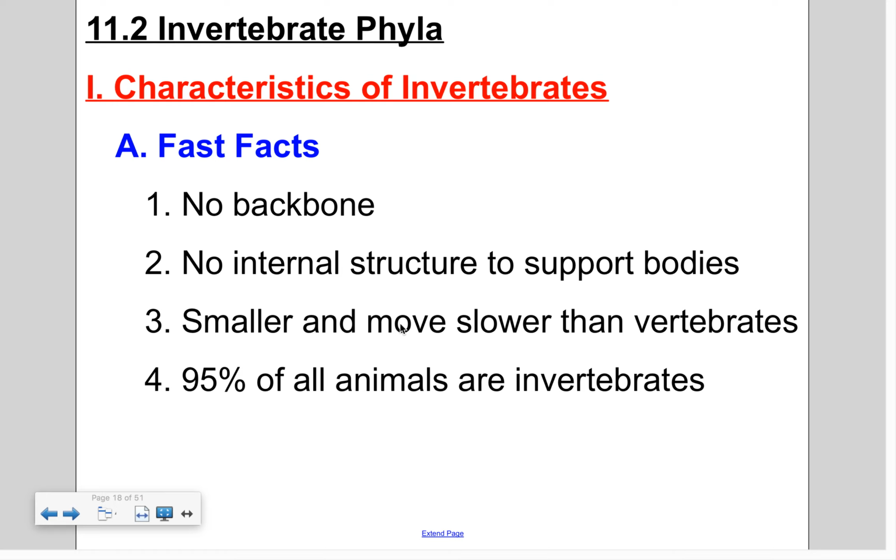So some fast facts about invertebrates. No backbone, that's the big one. No internal structure to support their bodies. They don't have skeletons on the inside like we do. They are smaller and they tend to move slower than vertebrates. And then the big thing, most animals are invertebrates, 95% of them.